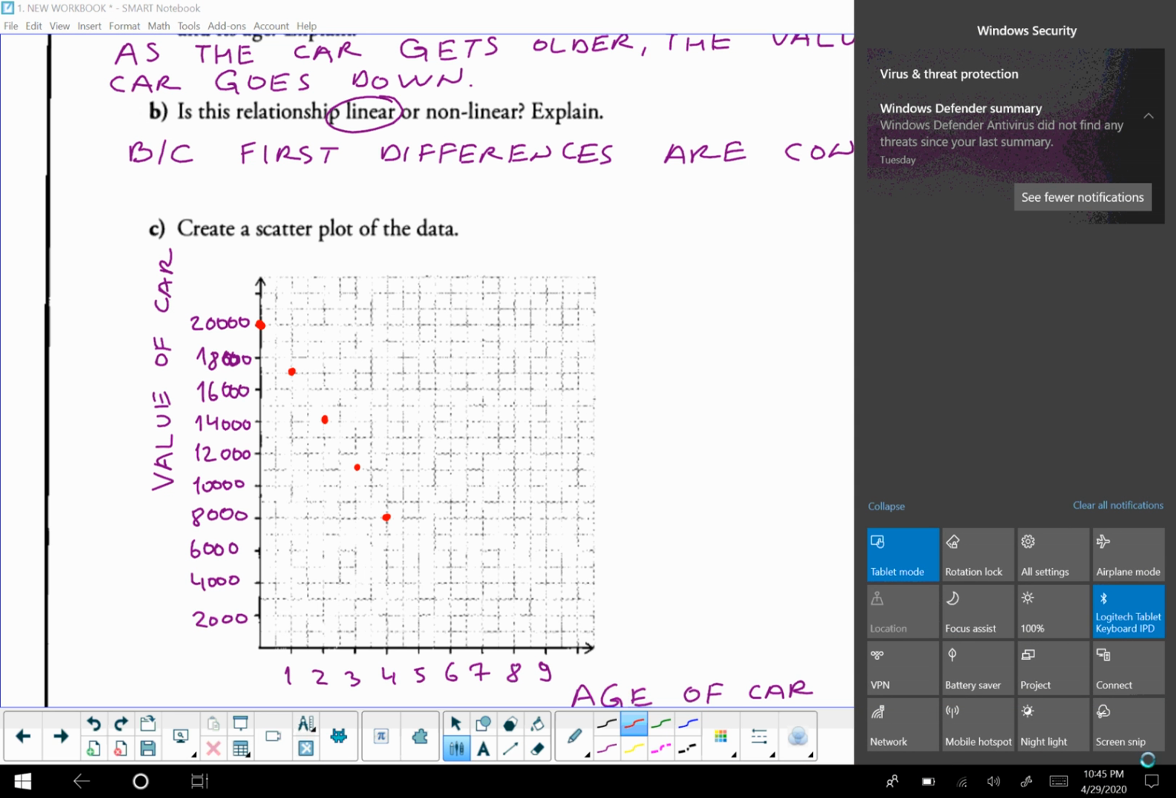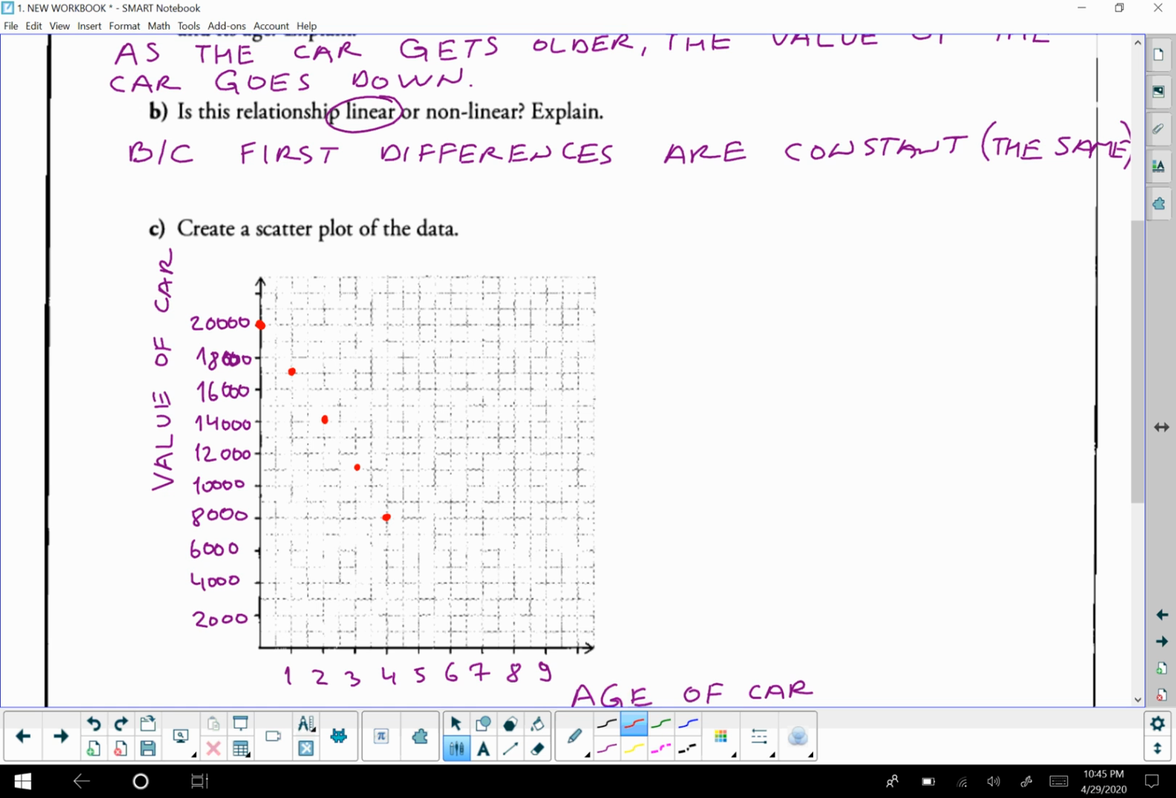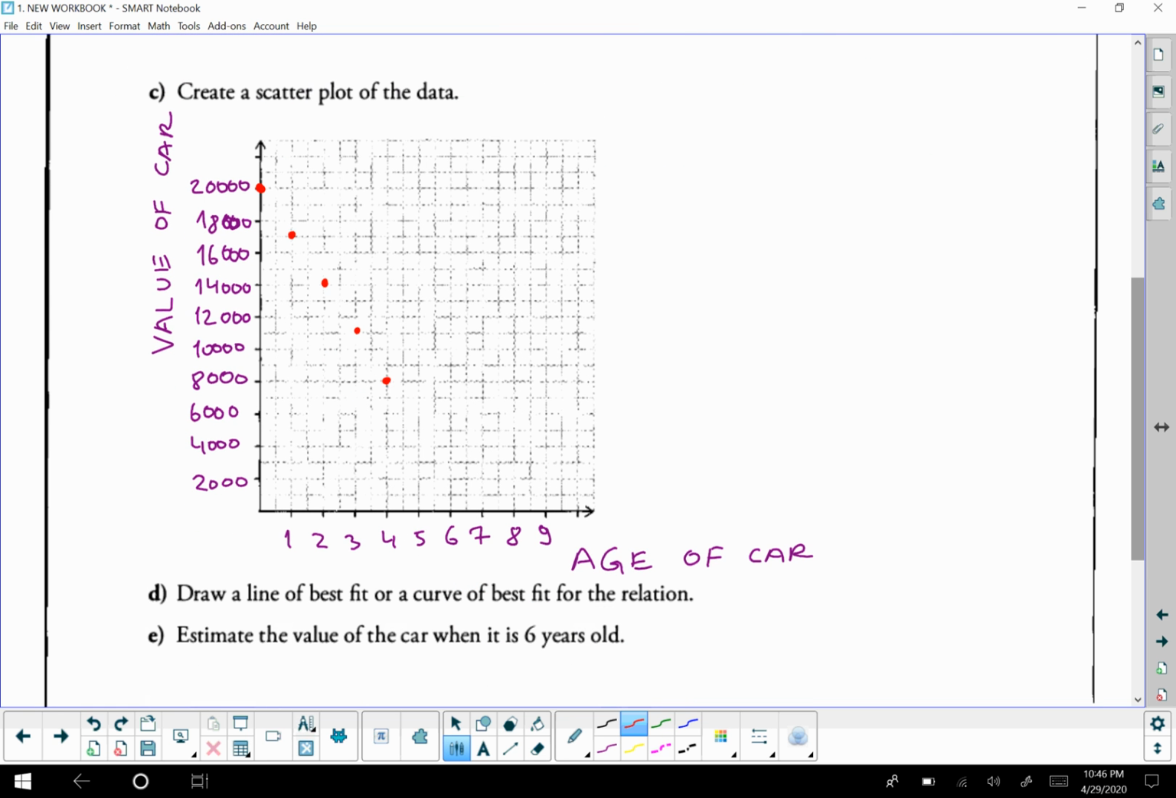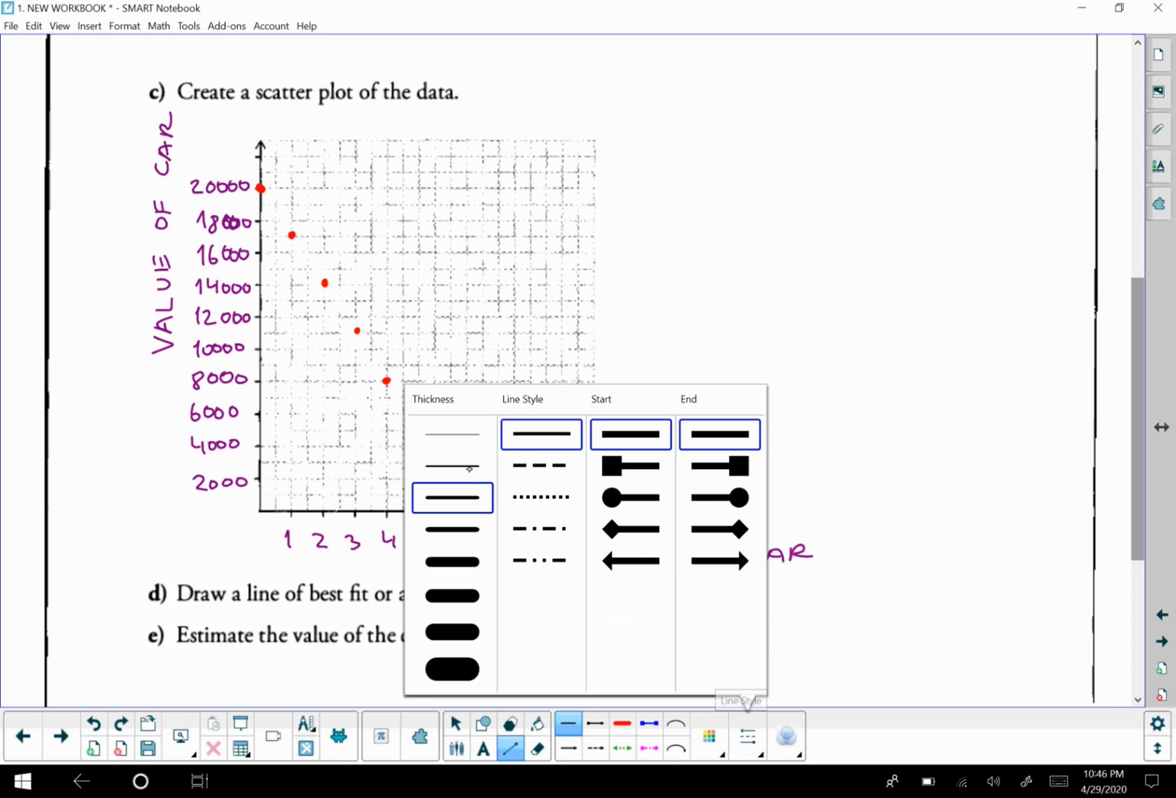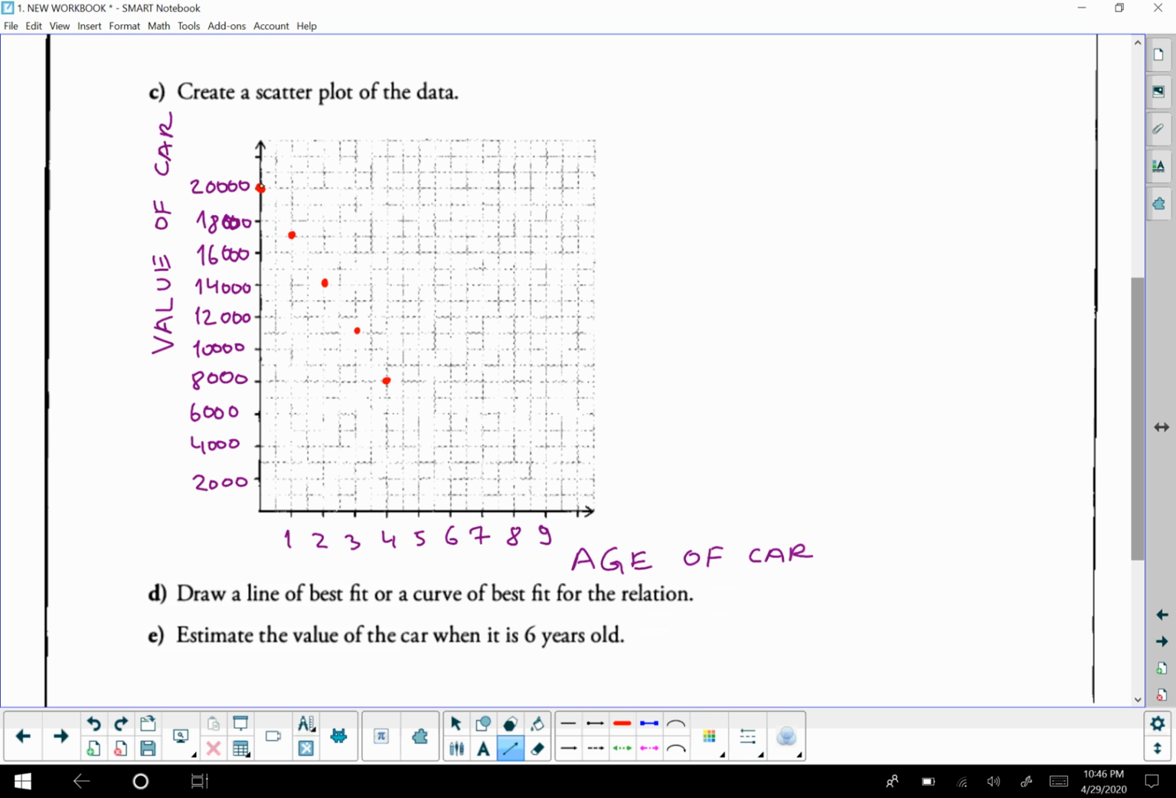So we have scatter plot. Now let's see what it says. Draw a line of best fit or a curve of best fit. Well, we determined that this is already linear, so it should be a line of best fit. So I will get that starting at 20,000, going through all of these points, something like this, maybe. There we go. My graph is not the greatest, but it looks decent. It should be okay. So this is my line of best fit.